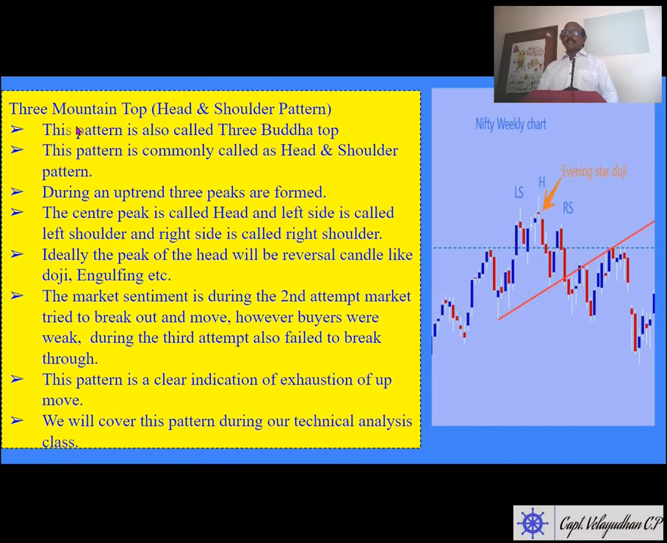Next is three mountain top, or in Japanese they call it three Buddha top. In the Western world it is called the head and shoulder pattern. This pattern is very important because it's a clear indication of a reversal signal.